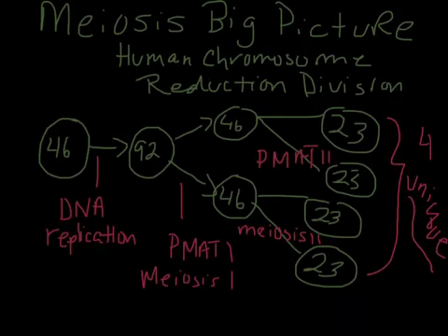Okay, so meiosis, totally different. We're making 4 unique haploid cells. We're making sex cells.